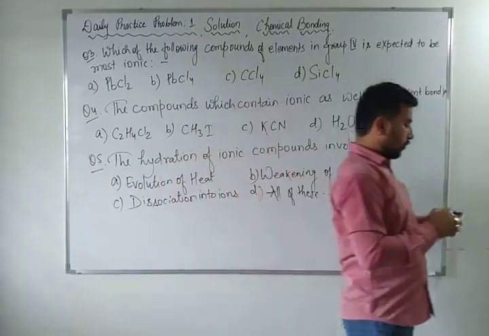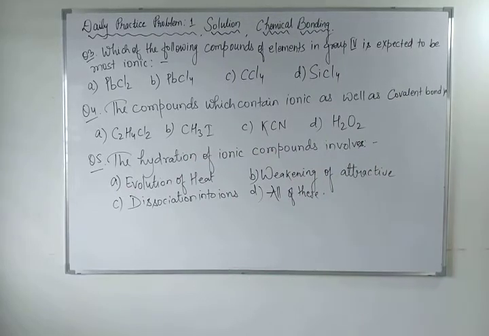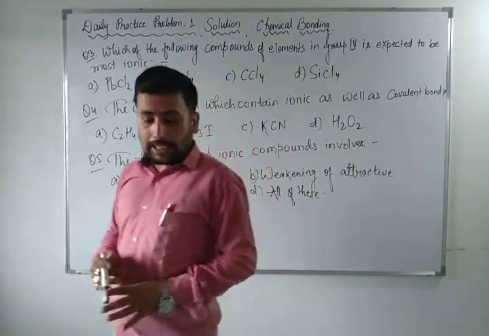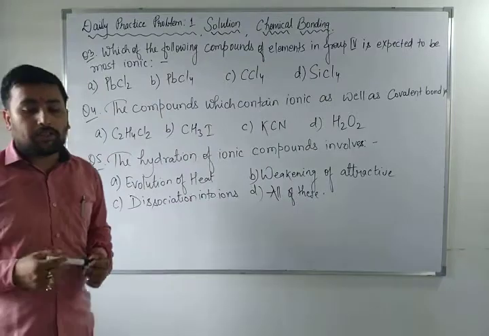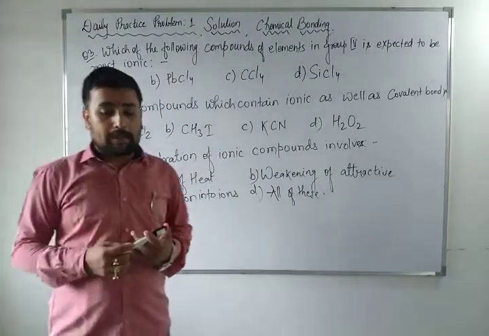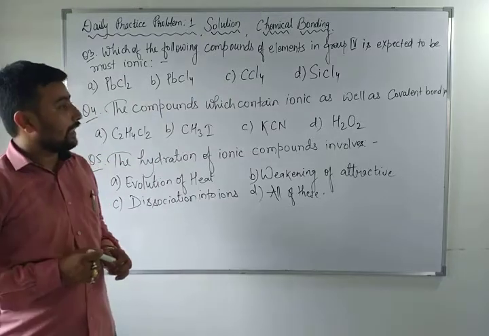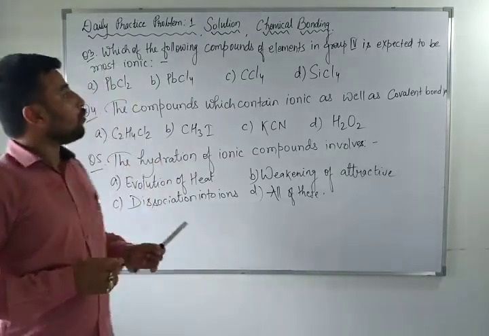Here are question number 3, question number 4 and question number 5. I have written them on the board. As you can see the questions here, now let me explain the answers of these questions. Question number 3 is, which of the following compounds of elements in group 4 is expected to be most ionic?